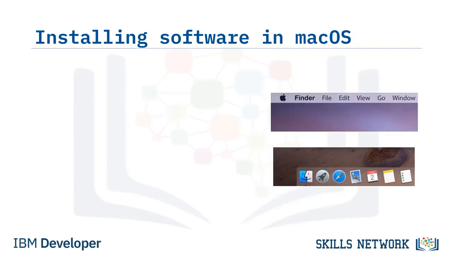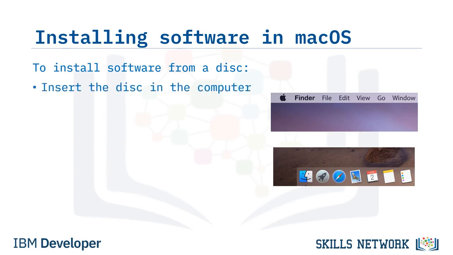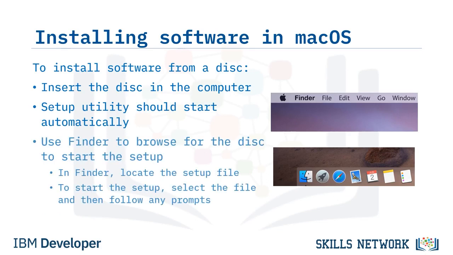You can also install software from a disk in macOS. To install software from a disk, insert the disk in the computer, and the setup utility should start automatically. If setup does not start, you can use Finder to browse for the disk to start the setup. In Finder, locate the setup file. To start the setup, select the file and then follow any prompts.